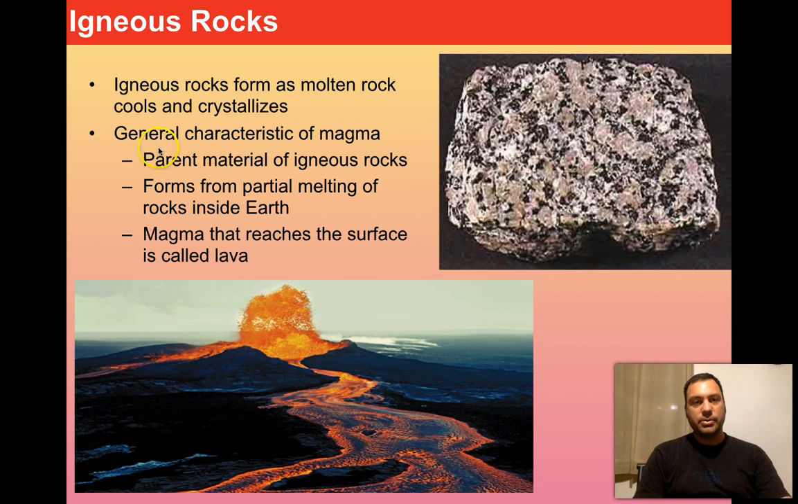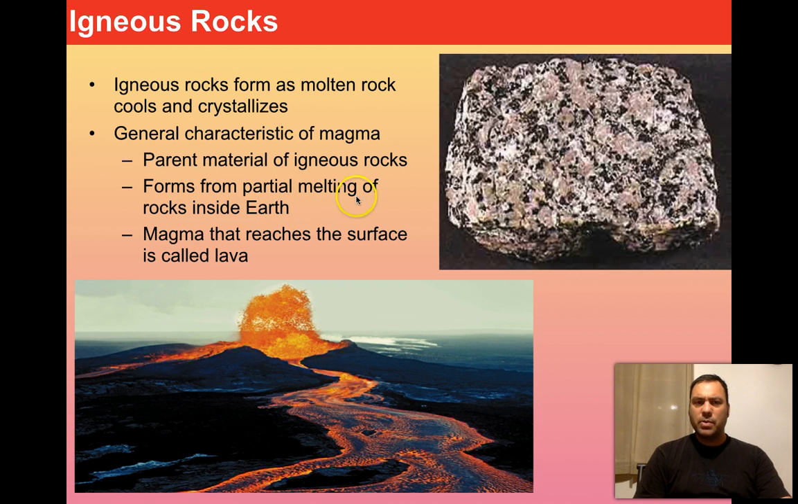So there are some general characteristics that we want to talk about. First off, the parent material of igneous rocks is very important for determining what kind of rock comes out of it. In other words, if you melt a sandstone, you get a very different kind of igneous rock than if you melt a basalt. And it forms from partial melting of rocks inside Earth.